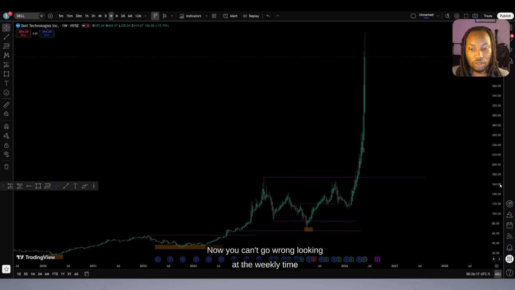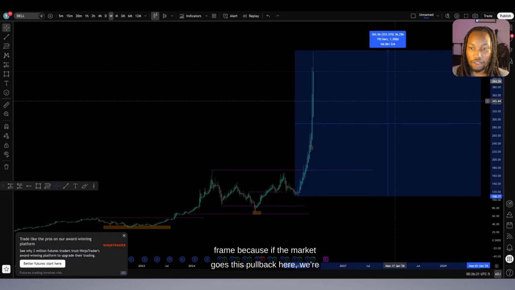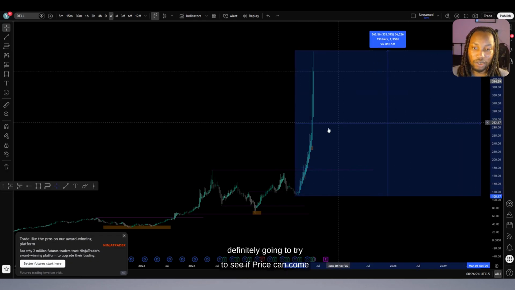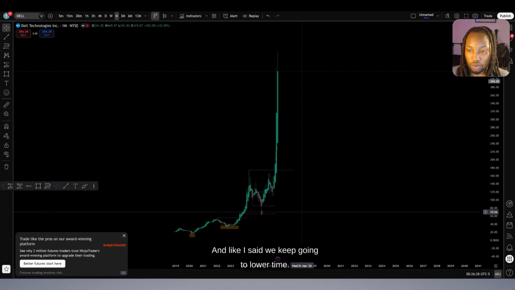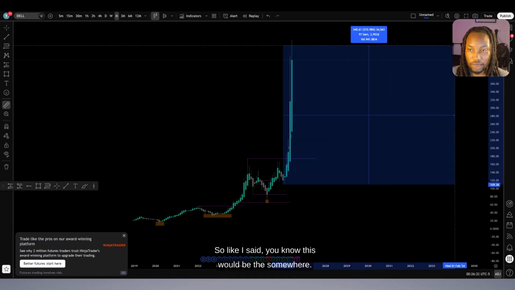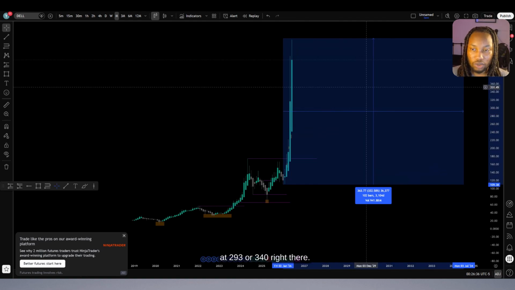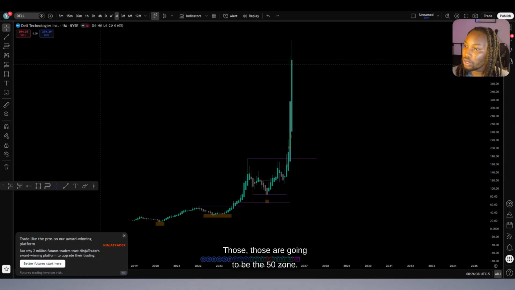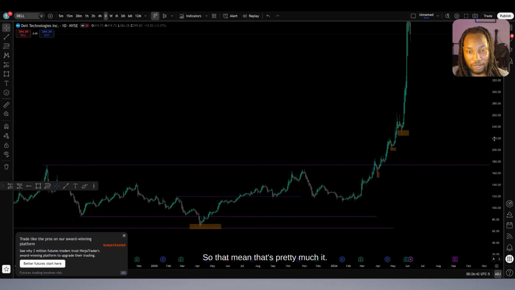You can't go wrong looking at the weekly time frame because if the market goes into this pullback here, we're definitely going to see if buyers can come in right here and push the market higher. And like I said, we keep going to lower time frames. That's why I say we can't go past the weekly, because on the weekly we have this strong low. So this would be somewhere in here at 293 or 340. Those are going to be the 50% zones we're looking at to buy from on the daily time frame. So that's pretty much it.